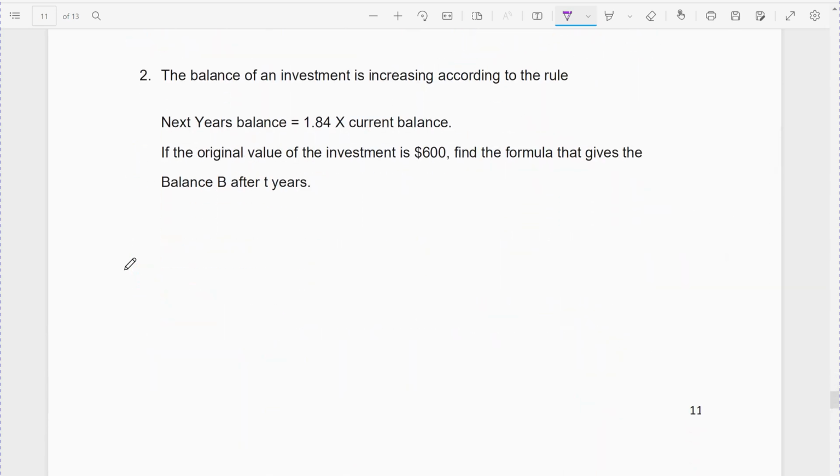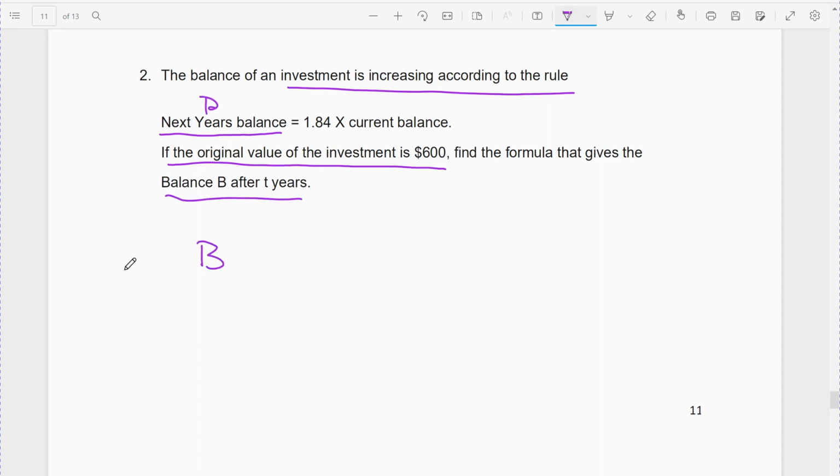Alright, suppose the balance of an investment is increasing according to the rule: next year's balance is 1.84 times the current balance. If the original value of your investment was 600, find the formula that gives the balance in T years. So this is just asking you for the formula. B is my future balance. Current balance, well, that's B.